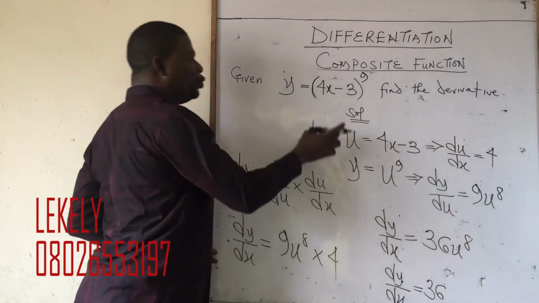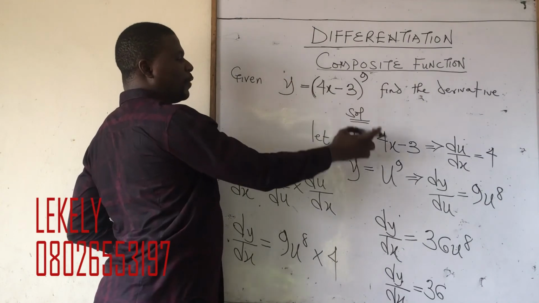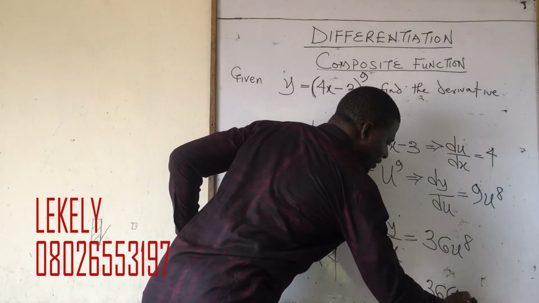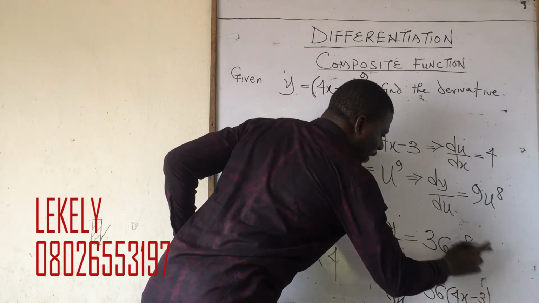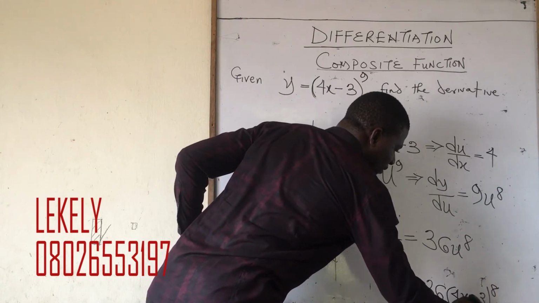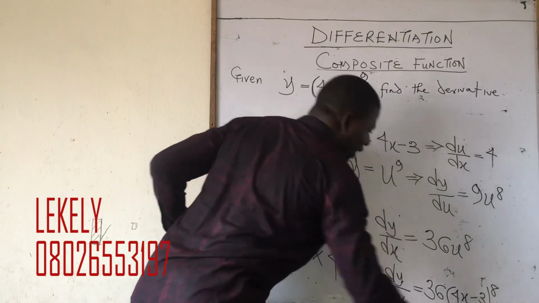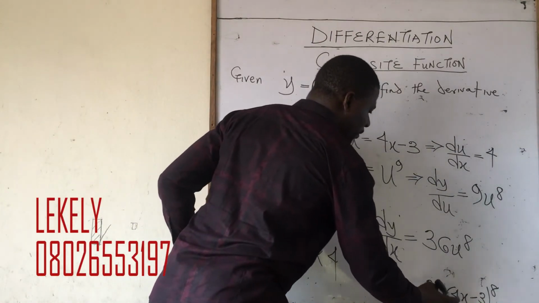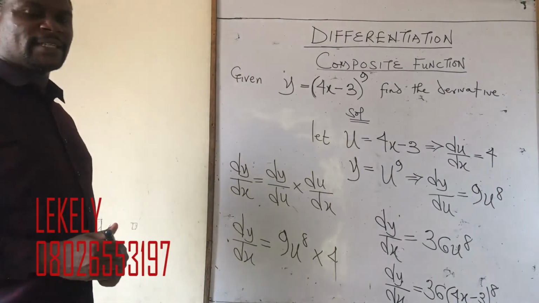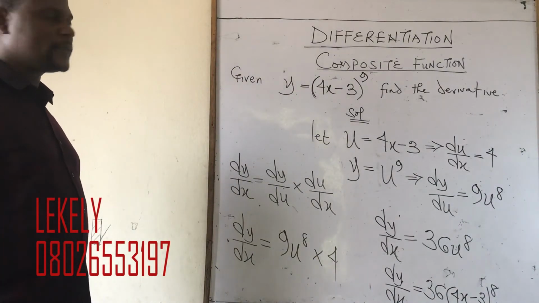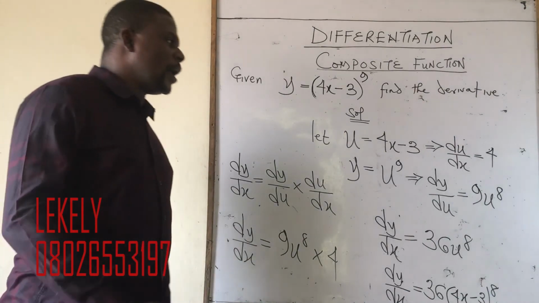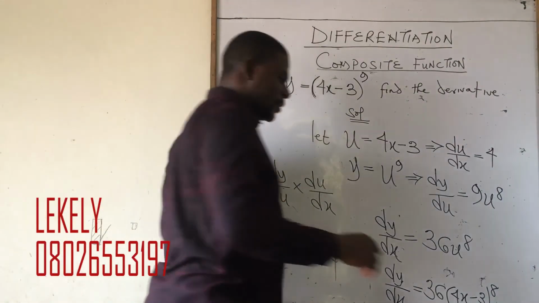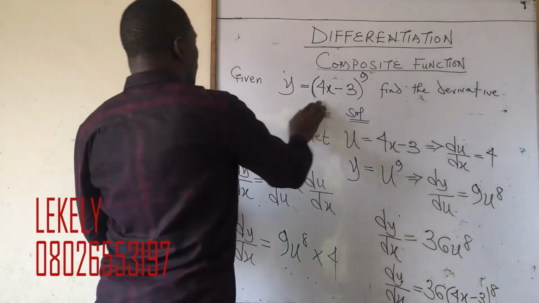Then what's the original value of u from the beginning? The original value of u from the beginning is 4x minus 3. So I'll bring it, 4x minus 3 raised to power 8. You see that? So that's my final answer: 36 times 4x minus 3 raised to power 8. That's your final answer. Okay. So let me do one more example, then I move away from composite function.